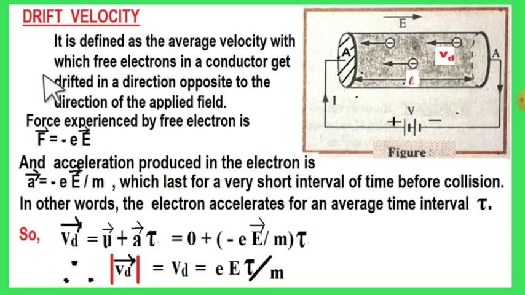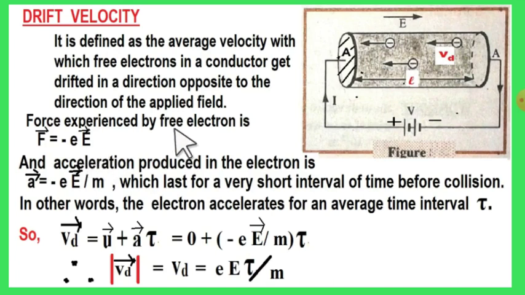So the definition is also given here. You can pause it and copy it down if you want. It is defined as the average velocity with which free electrons in a conductor get drifted in a direction opposite to the direction of the applied field. The applied field is from left to right, whereas the electron will be moving opposite to it, that means from right to left. In the diagram also it is shown here.